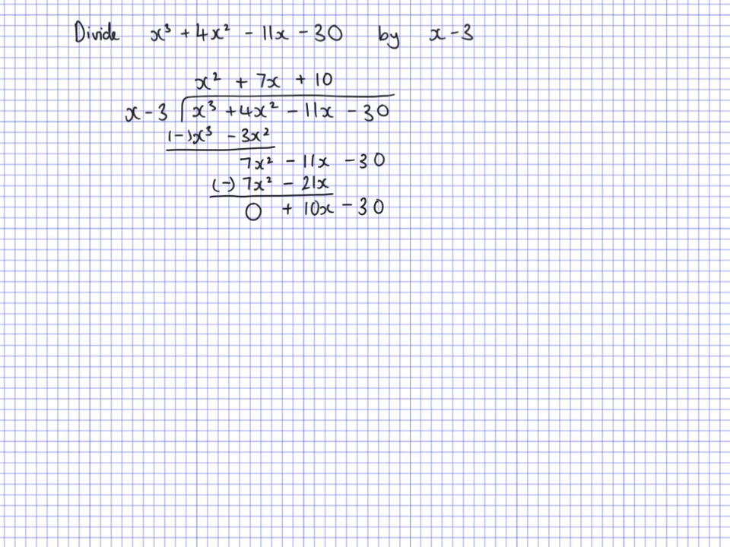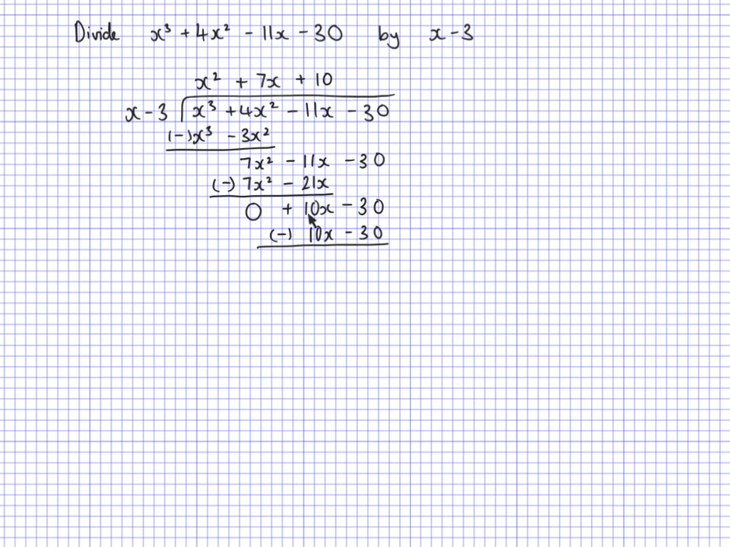Now I will multiply this 10 with x take away 3. So 10 times x is 10x. So I'll write that here, 10x. And 10 times negative 3 is negative 30. And I need to take away all of that. Okay, so remember, we've subtracted this here, which was a multiple of x take away 3. We've subtracted this here, which was a multiple of x take away 3. And now we're going to subtract this, which is also a multiple of x take away 3. And all of this is being subtracted from my original polynomial. So I'm doing division by long division, which is just repeated subtraction.